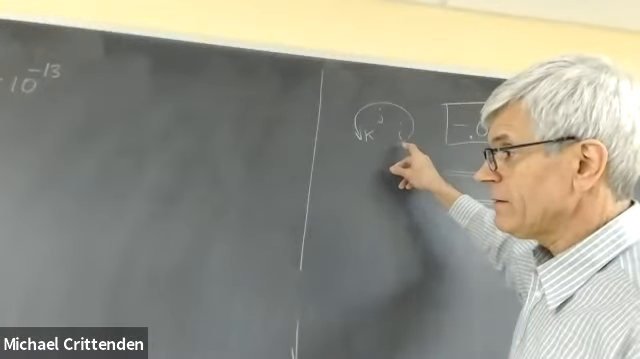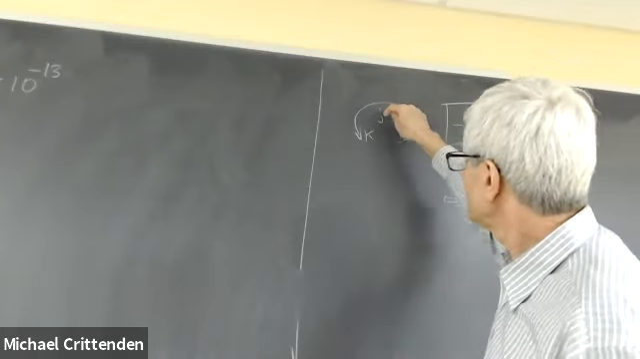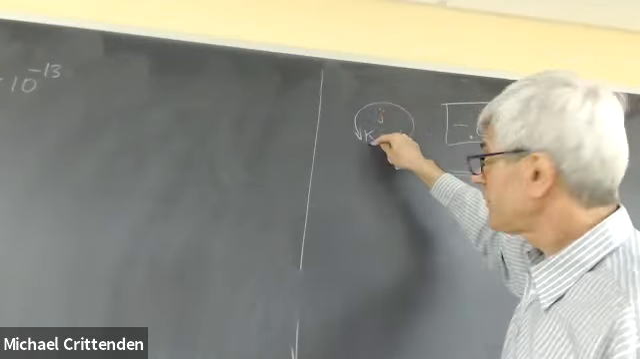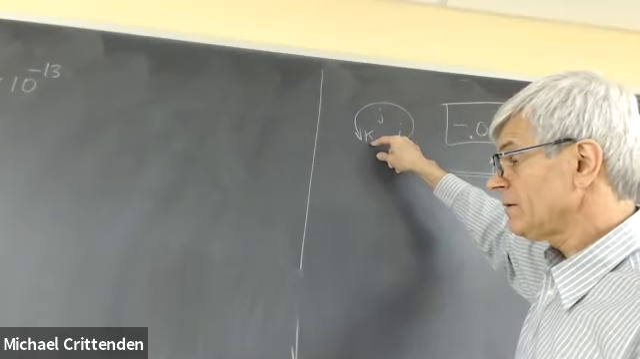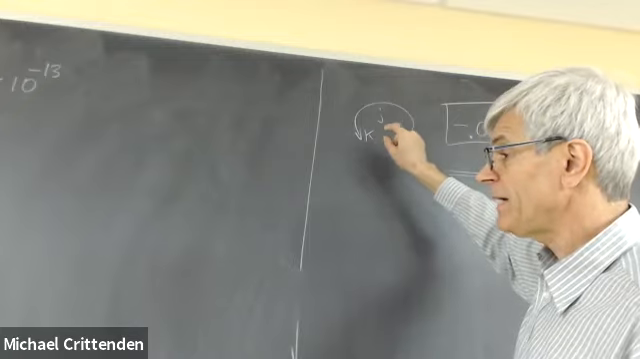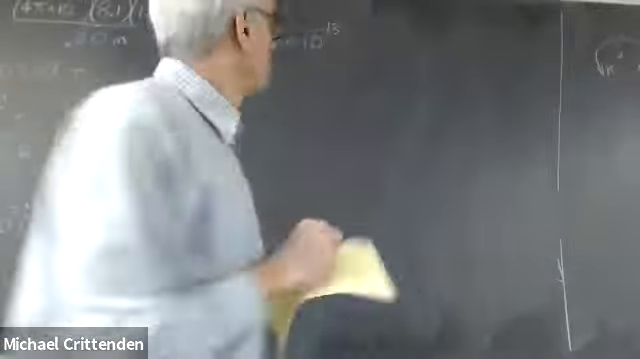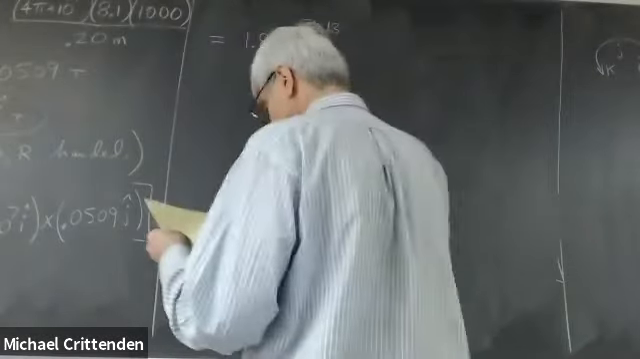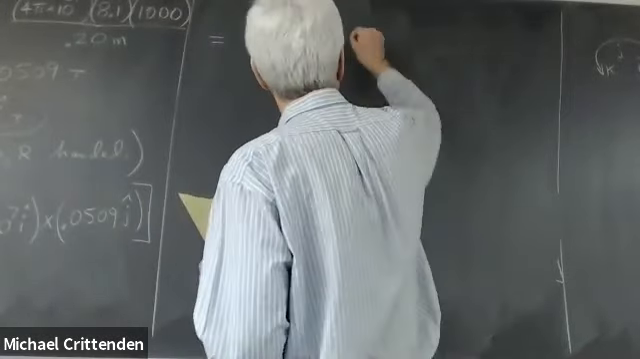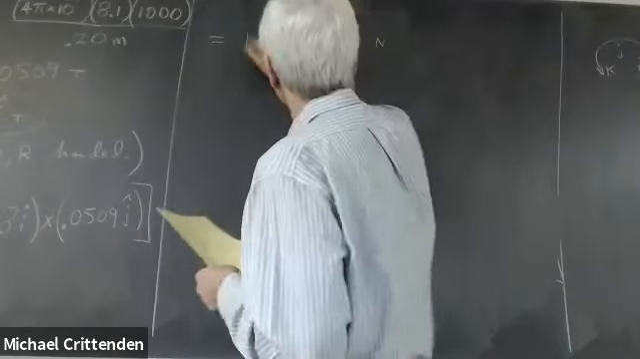We have to do I cross J. So start here. I cross J is K. And I went around counterclockwise, which is the positive direction. So it's a positive K. So 1.87 times 10 to the negative 13 K newtons.